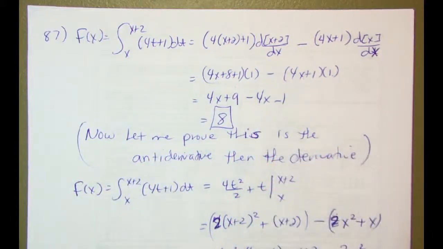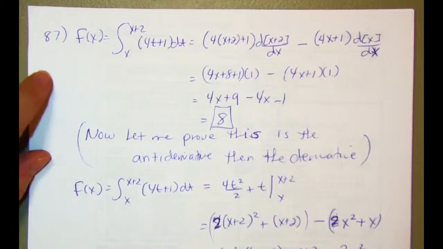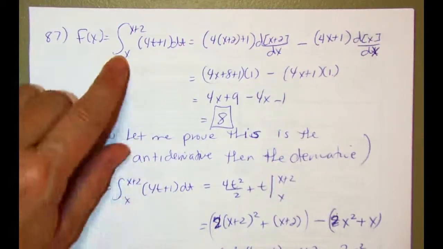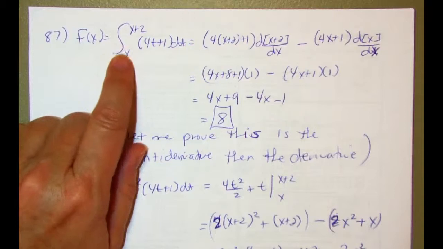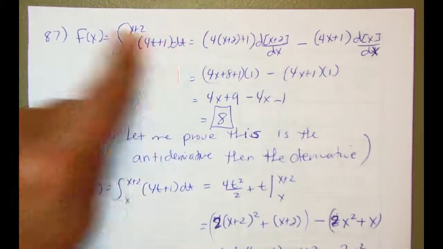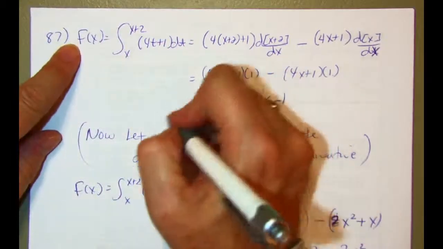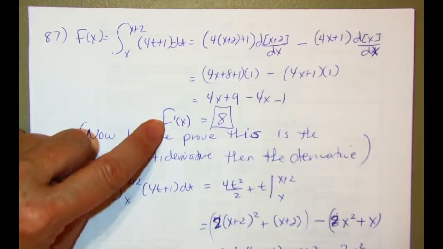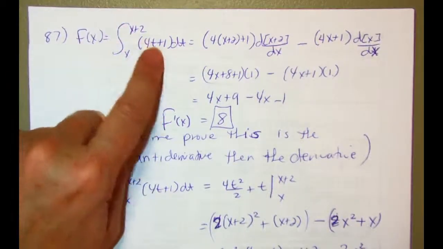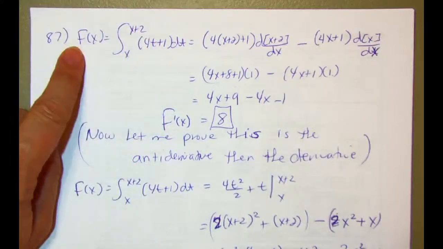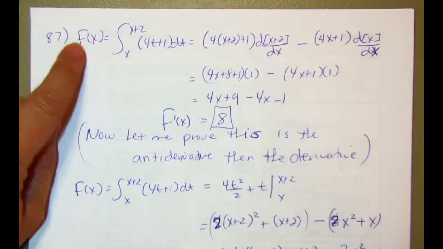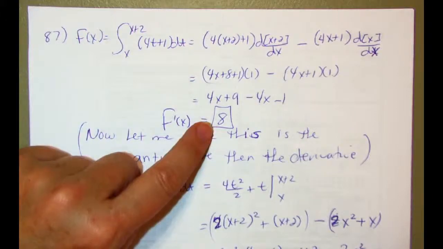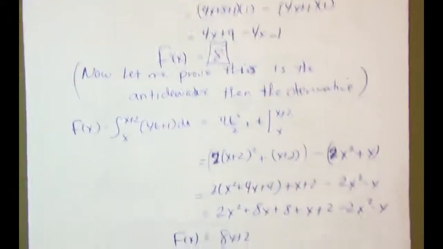Now let me prove to you by actually doing it the long way, which is not what I want you to do. I'm just doing this to prove it to you. I'm going to actually take the antiderivative, find this, and this here happens to be now the first derivative. So I'm undoing it. I'm going to take the antiderivative. The antiderivative is F of x. Now I'm going to find the first derivative of F of x, which is 8. So they undid each other. Let me prove that to you down here.